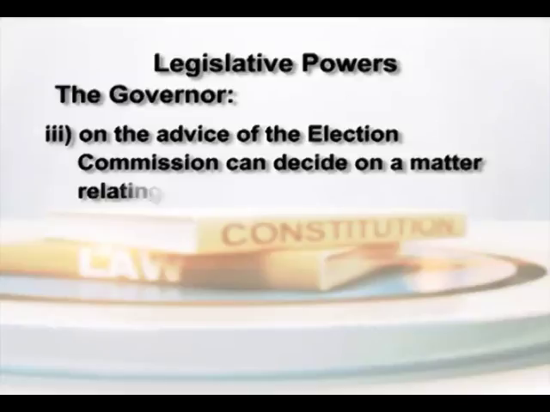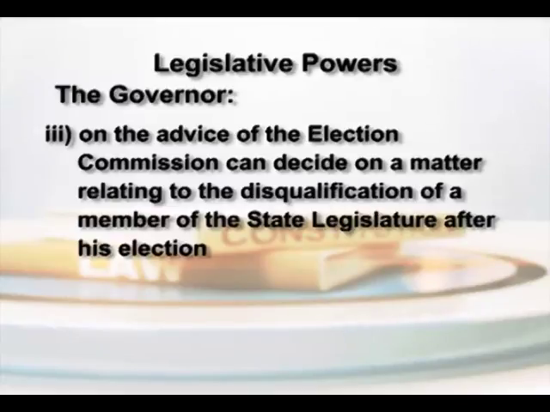Thirdly, on the advice of the Election Commission, the governor can decide on a matter relating to the disqualification of a member of the state legislature after his election. In fact, if only his election is being challenged by some of the voters of the state, then only the governor can take such a step on the advice of the Election Commission.